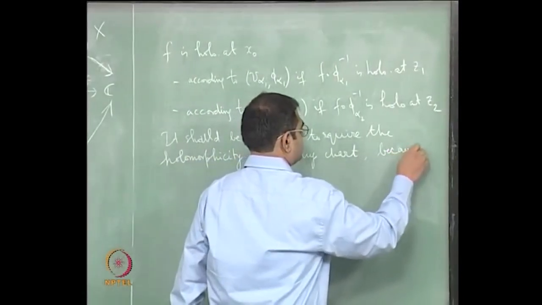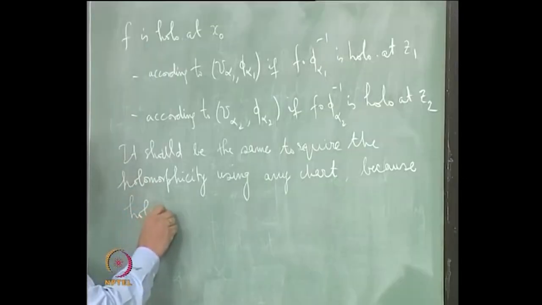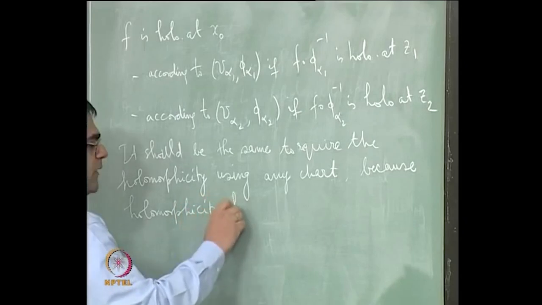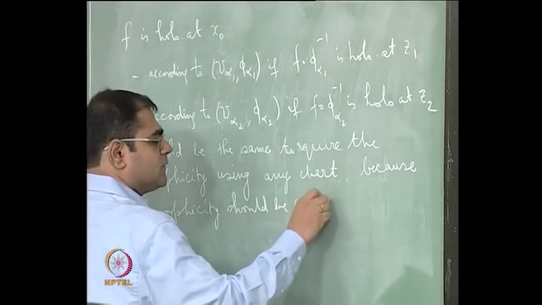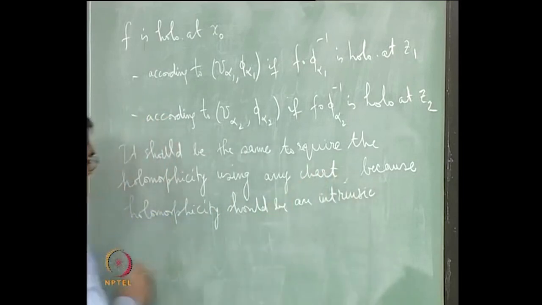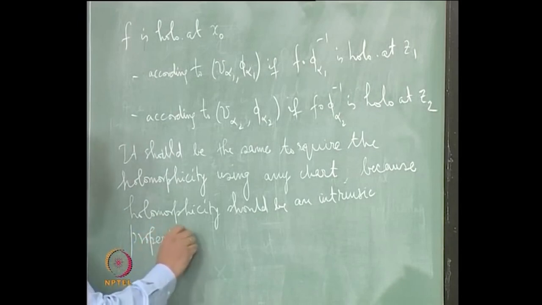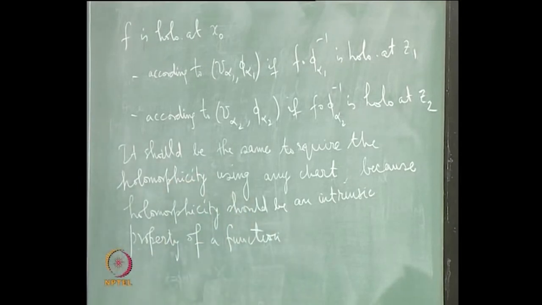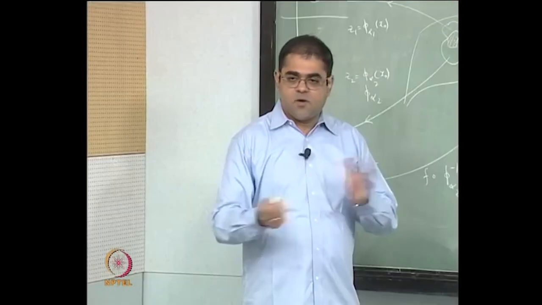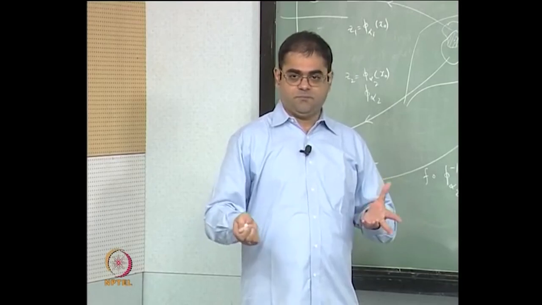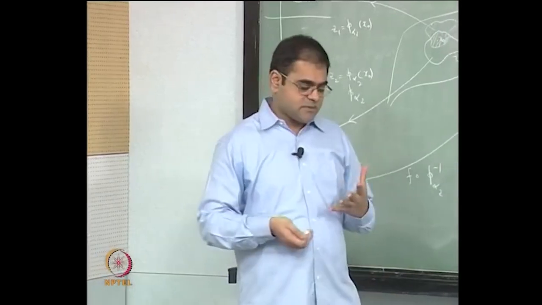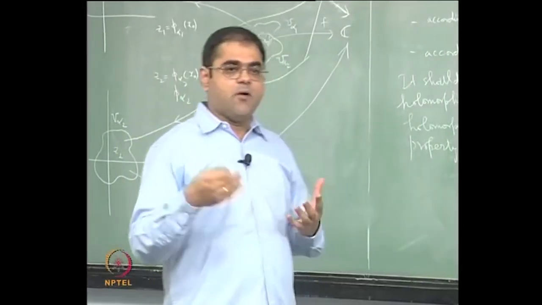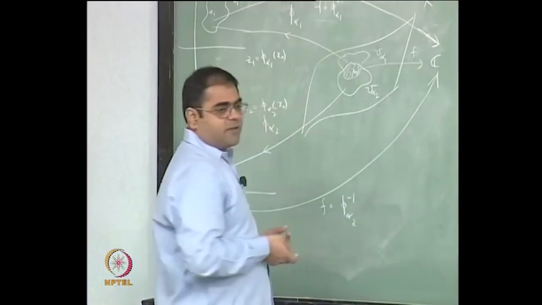Because holomorphicity should be an intrinsic property of a function. So let me repeat, it should not be that because I have different charts my definition of holomorphicity depends on the chart. If I change the chart, the holomorphicity is false, and for some other chart the holomorphicity is true. I don't want such a thing to happen. So this tells you that the charts have to be compatible in a certain sense. And how do you get this compatibility? You get this compatibility in the following way.